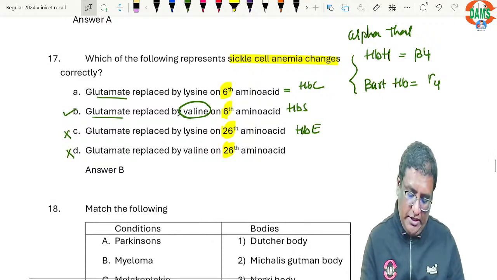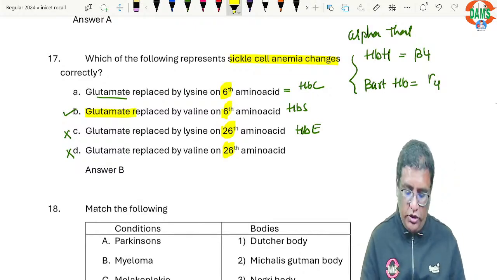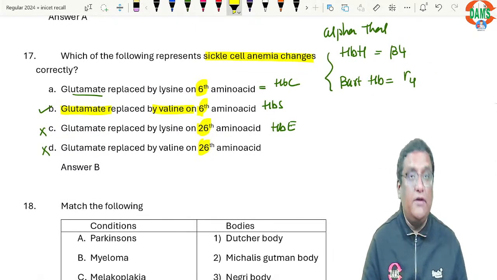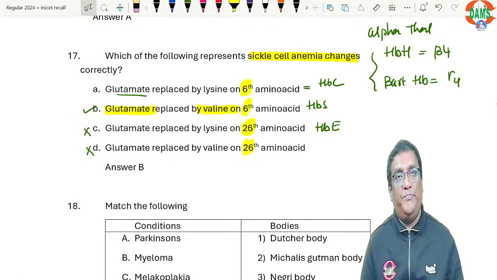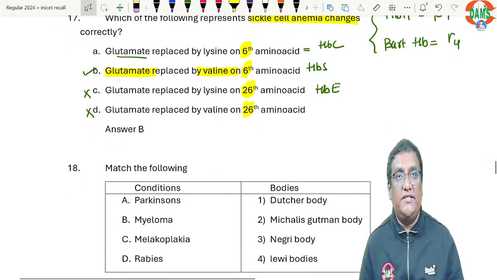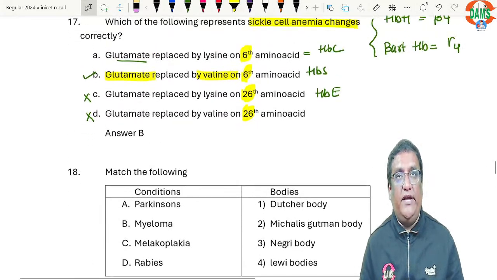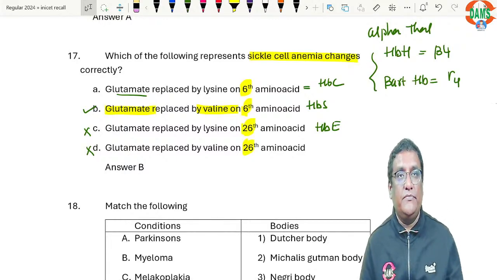Yes, I used to make this one. So glutamate was replaced by valine. That is happening in HBS. Glutamate is getting replaced by valine, and that is why HBS. I remember only HBS, everything else becomes easy.